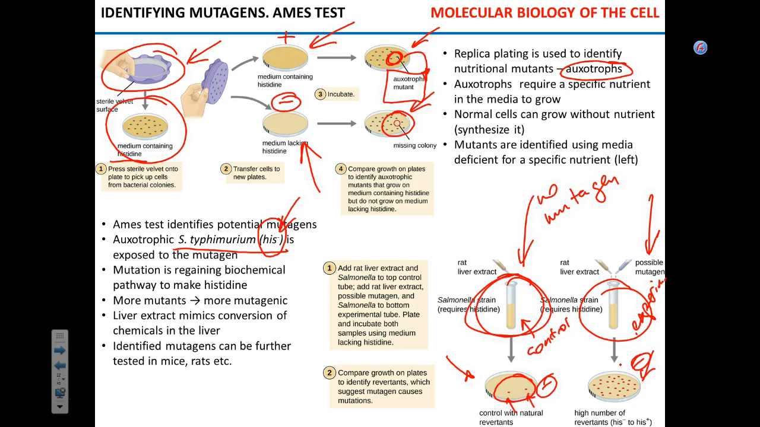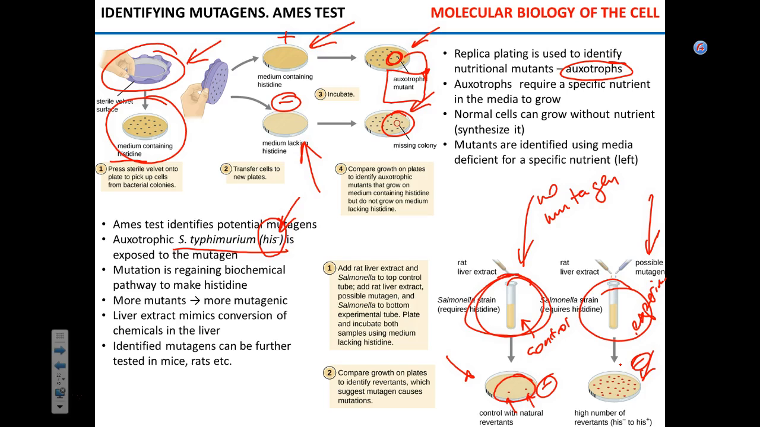That make sense? Now, if we expose this microbe to the mutagen, is there a chance that this auxotrophic mutation will revert back to normal, so that it will now start producing histidine again? Yes. There's a chance. Actually, the chance is high because bacteria replicate very quickly, so they accumulate mutations very quickly. Does that make sense? So after the exposure, we plated the control unexposed auxotrophic mutant and the experimental exposed auxotrophic mutant on the medium that doesn't have what?